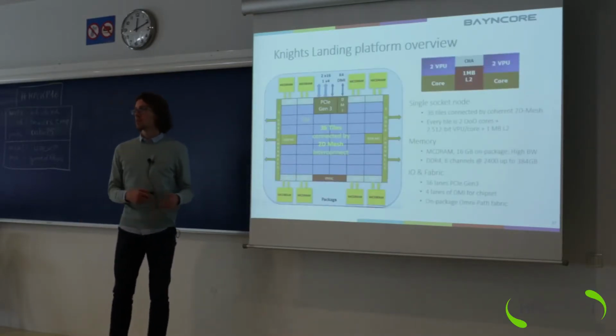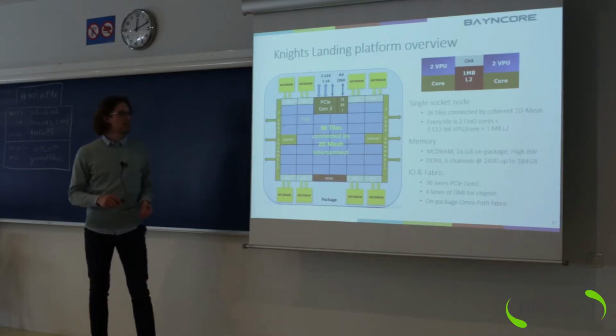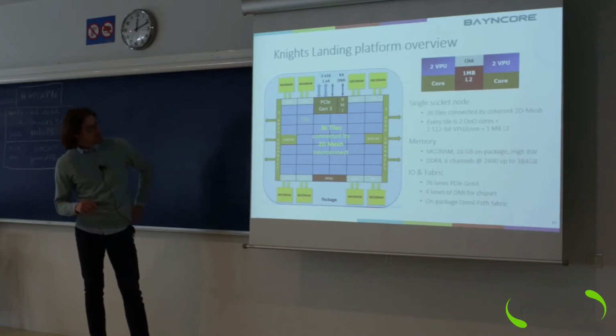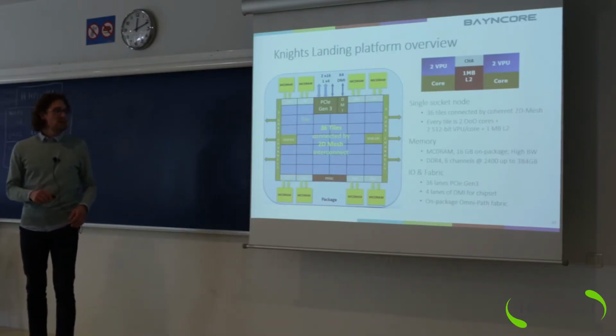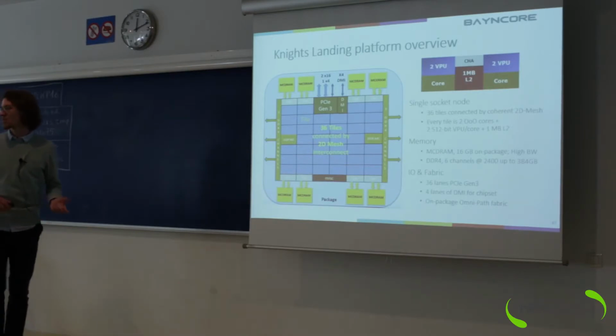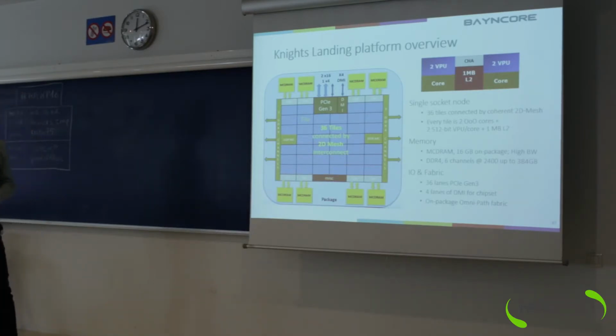So the Knight's Landing, in opposition to the Knight's Corner, instead of a bidirectional ring, has a 2D mesh. So you have the tiles that are all interconnected, and you have the memory controllers in this picture here and here, there and there. Each tile contains two vector processing units with the shared L2 cache. It's again a fully cache coherent system. And the interesting thing is that you now have the two vector units, so you also need to see how to share instructions between these ones.